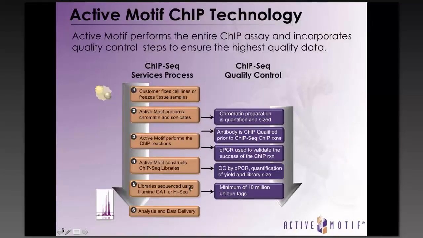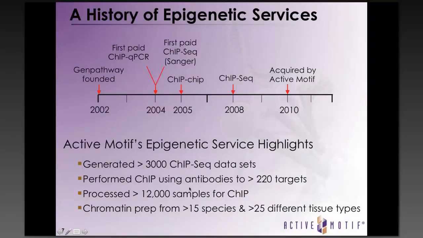Active Motif's Epigenetics Services Group actually started as a different company back in 2002 called GenPathway. We recognized that chromatin immunoprecipitation was going to be a valuable technique and just started developing our protocols. In 2004, we did our first paid ChIP qPCR assay. We've now generated more than 3,000 ChIP-Seq data sets, which is certainly more than any other commercial group. We've successfully performed ChIP using antibodies to more than 220 different targets. We've processed over 12,000 samples for ChIP in that time frame, and we've prepped chromatin and done successful ChIP on over 15 different species and 25 different cell types.